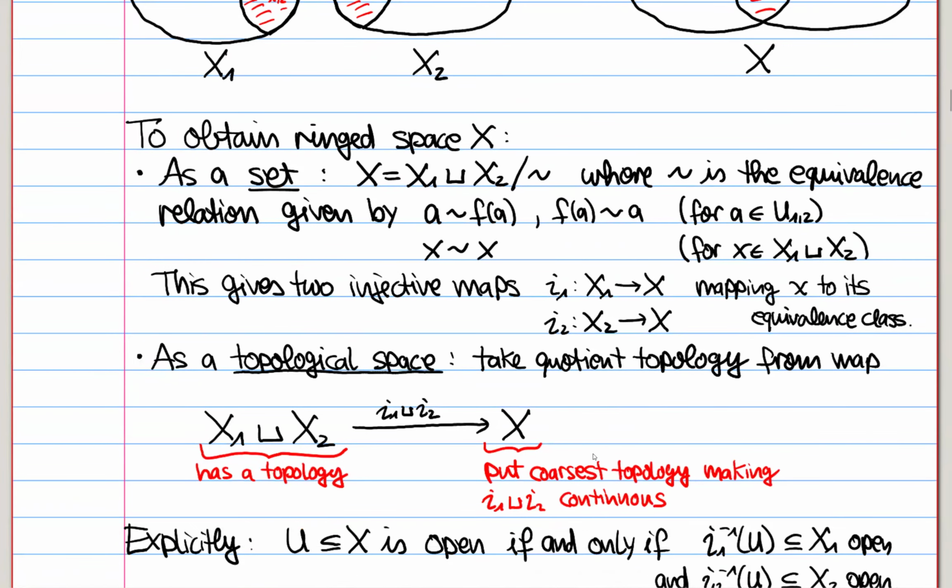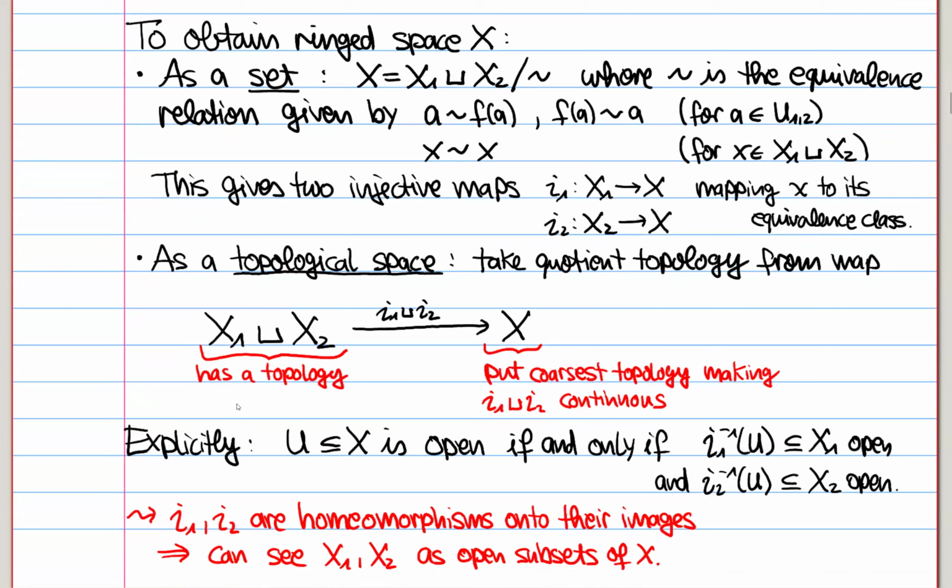Now, as the second stage, we want to get the topological space, and we do something very similar. Well, we have, of course, a topology on the disjoint union of two topological spaces, just by standard construction. And then we have this set-theoretic map to X as constructed above. And the idea is we get a topology here by putting the coarsest topology making this map continuous. This is sometimes also called the quotient topology under this equivalence relation.